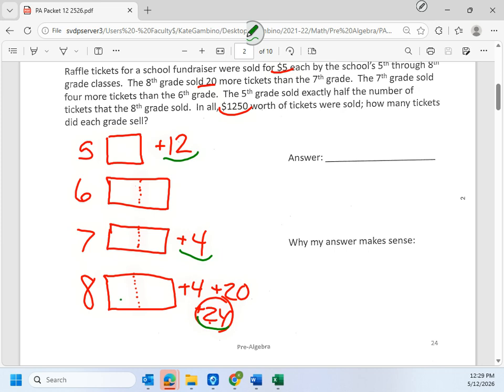Then you're going to see there's 1, 2, 3, 4, 5, 6, 7 of those bars. So once you subtract off those extra tickets, you're left with 7 equal parts. So you should be able to figure out how many go into each of those parts. So you're going to want to figure out $1,250 at $5 each, how many tickets that is. So figure out how many tickets were sold.